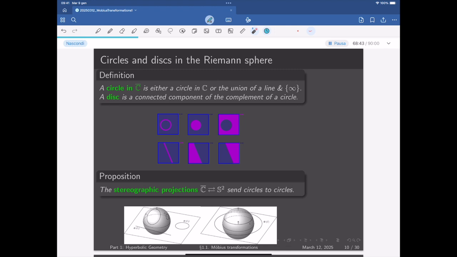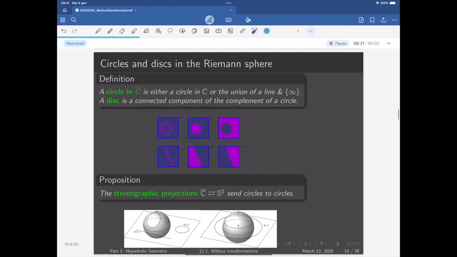A disk is a connected component of the complement in C bar of a circle. So a circle in C bar always splits C bar into two connected components. Each of them is just called a disk. And then a proposition which is not hard to prove is that the stereographic projections send circles to circles. So circles in C bar are sent to circles in the sphere, and conversely, circles in the sphere are sent to circles in C bar.